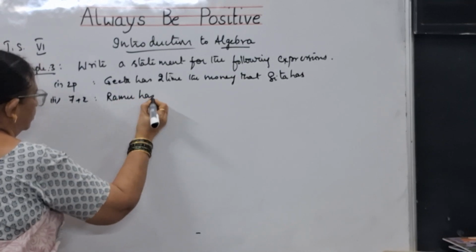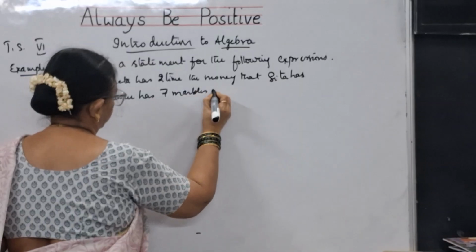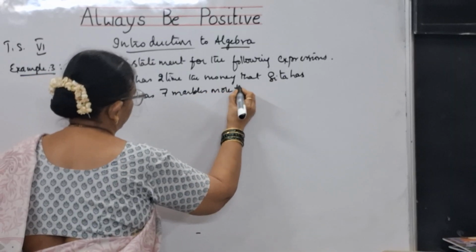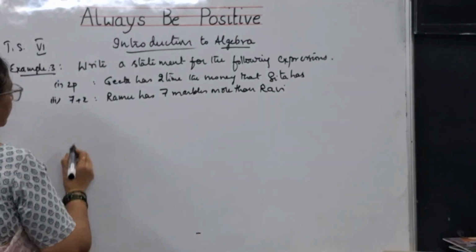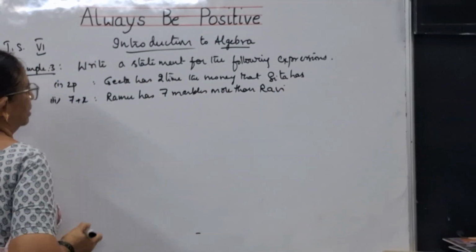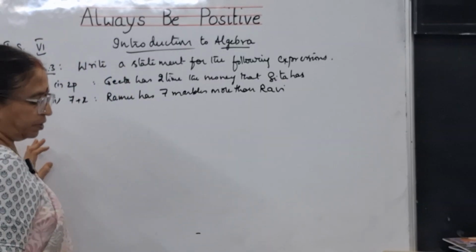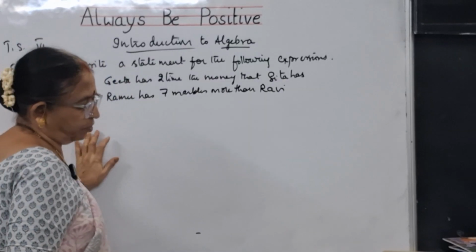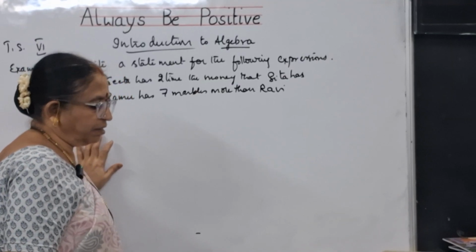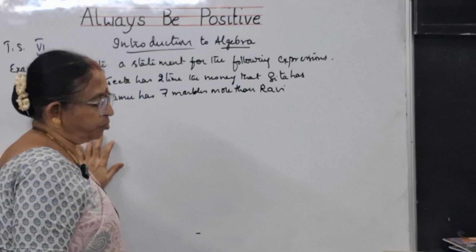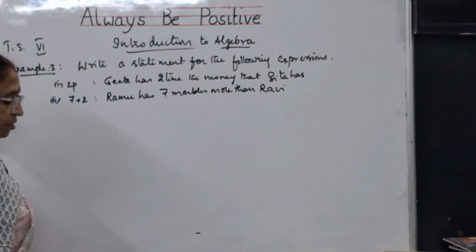Ramu has 7 marbles more than Ravi. Suppose Ravi is having x marbles. x plus 7 or 7 plus x is the answer, children. So here in your textbook the solution is: Raju has twice the money than Seema. I have 7 marbles more than Dilip. Okay, almost the same as what I have written. So you can see both.